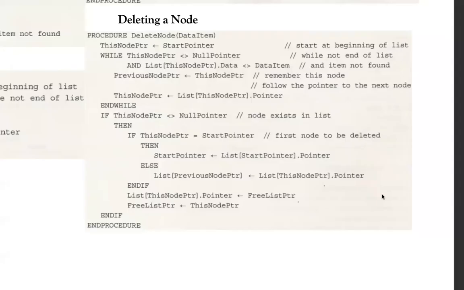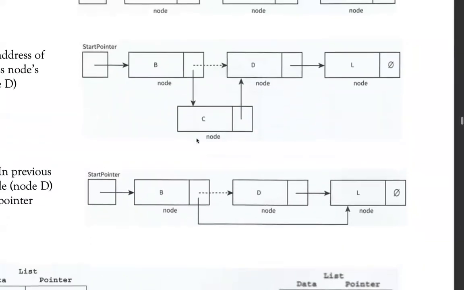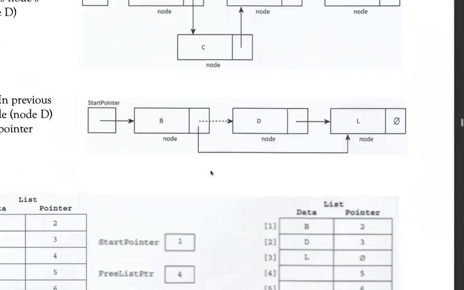Okay, so let's just say we want to delete a node from our linked list. By logical diagram, what happens is that, let's just say I want to delete this node in between. Obviously there has to be some choice of what node I want to delete. So let's just say I want to delete the node with letter D in it. So first of all, I will start search for that node.